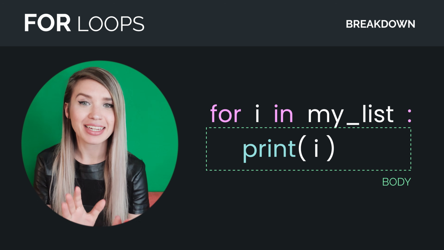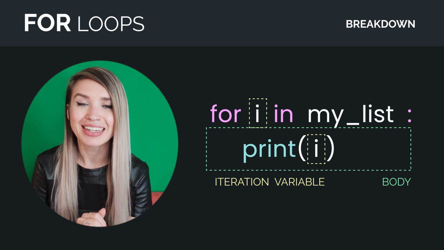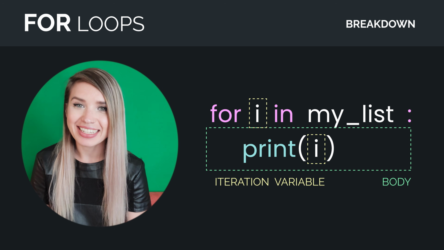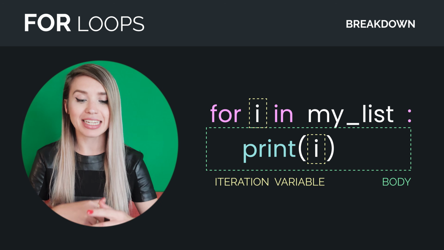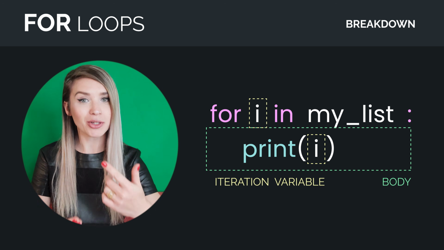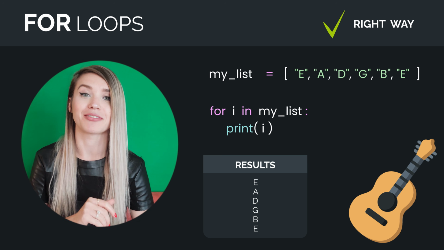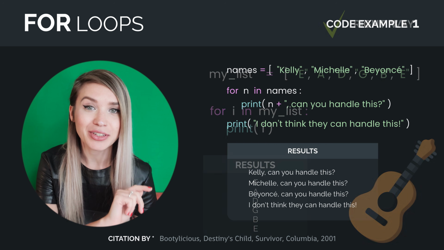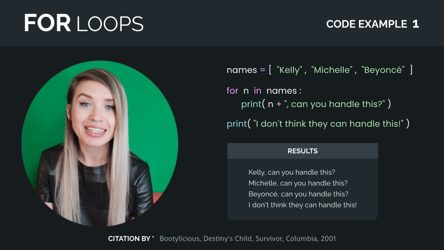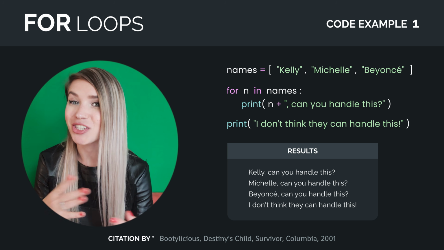Lastly, we include the iteration variable i inside a single indented print statement. And then each time we pass through the loop, a different list item will be printed one after the other. Let's look at another example where we recreate a very famous Destiny's Child song.